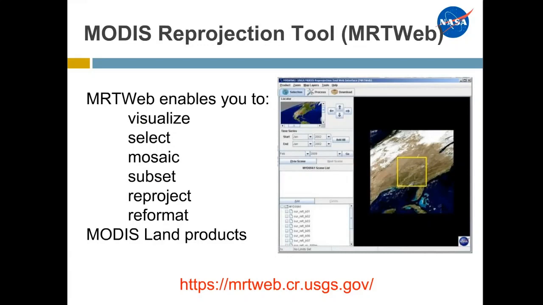Historically, MODIS land product tiles have been distributed in a standard 10 by 10 degree extent with a sinusoidal projection in HDF format. There are now new MODIS data discovery and delivery services through MRT Web. MRT Web enables you to visualize, select, mosaic, subset, reproject, and reformat MODIS land products.